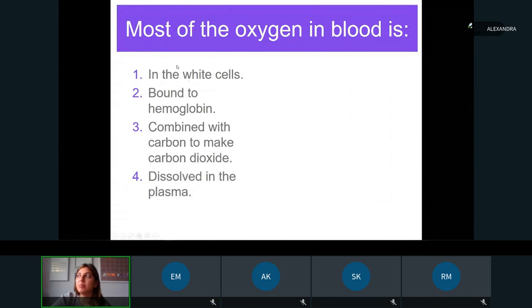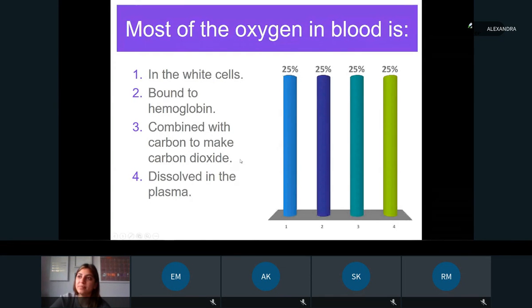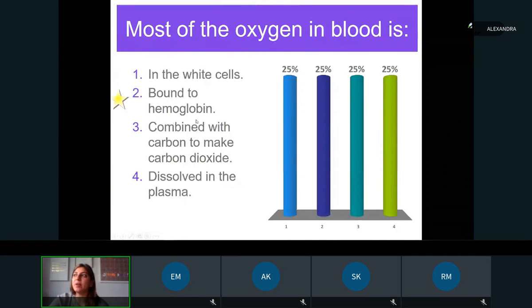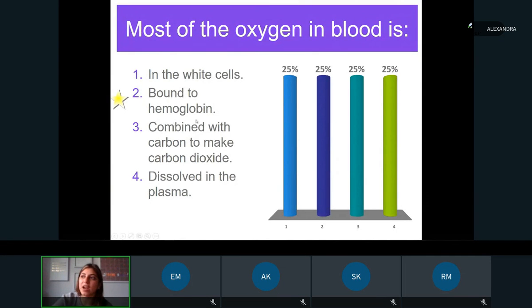Most of the oxygen in blood is in the white cells, bound to the hemoglobin, combined with carbon to make carbon dioxide, or dissolved in the plasma. It is bound to the hemoglobin. So remember that oxygen specifically gets traveled by the hemoglobin in our blood cells.